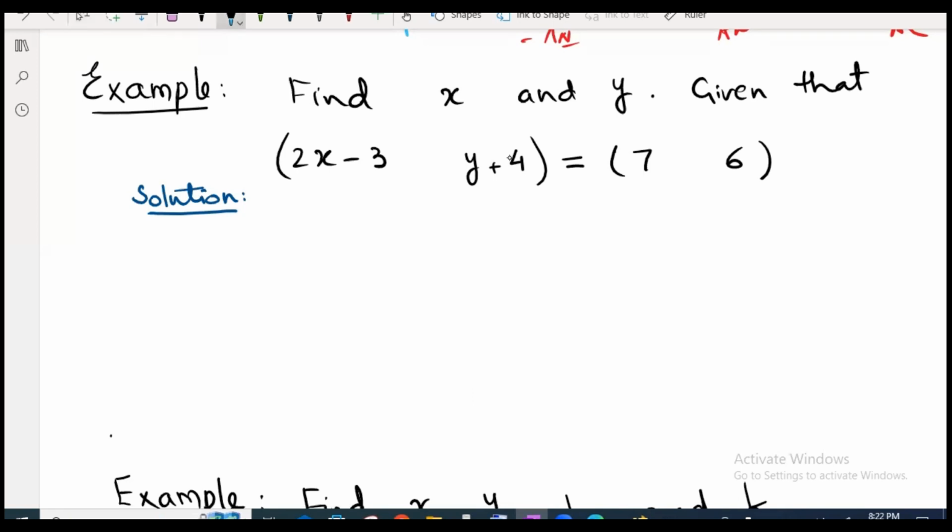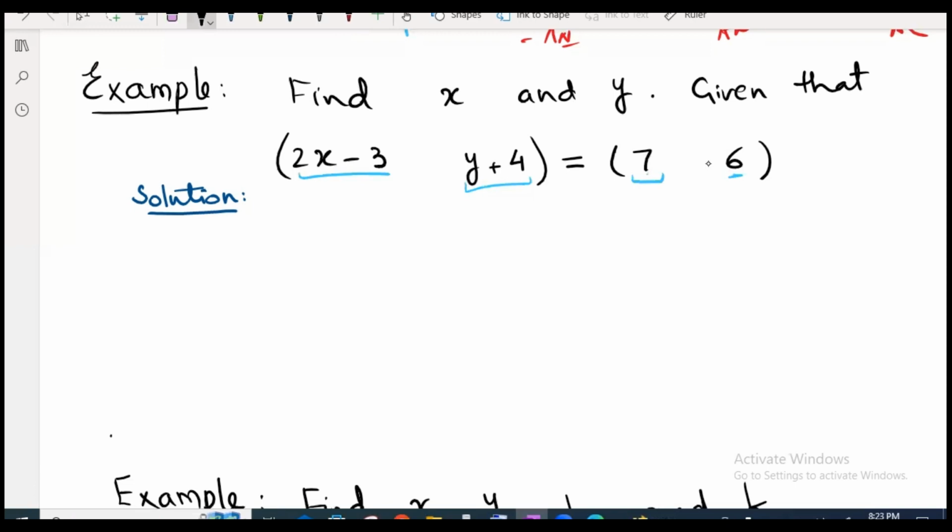The order is the same here. What is the order of this matrix? 1 times 2, and the order of this matrix is also 1 times 2. Am I right? Order same, and corresponding elements must be same. So to find x and y, we can write 2x minus 3 equal to 7 and y plus 4 equal to 6. Okay?